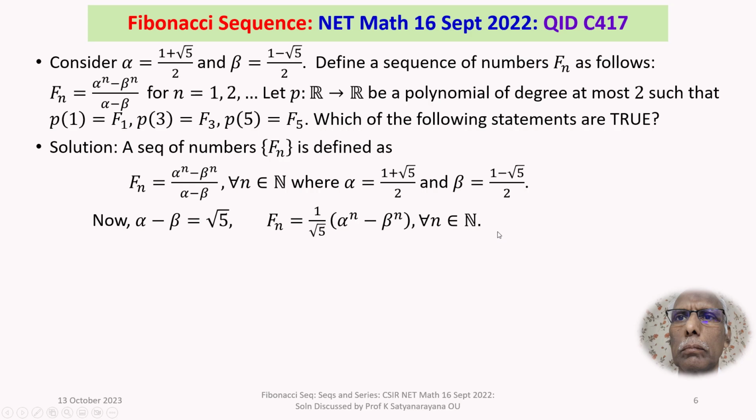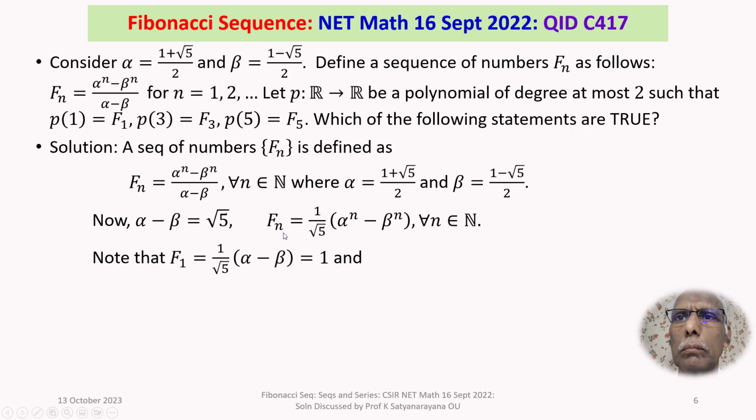And we suspect these Fn's are Fibonacci numbers. Let's now compute F of 1. Put n equal to 1: F of 1 is equal to 1 by root 5 into (alpha minus beta), which we have already seen is root 5. 1 by root 5 into root 5 is equal to 1. F of 1 is 1.